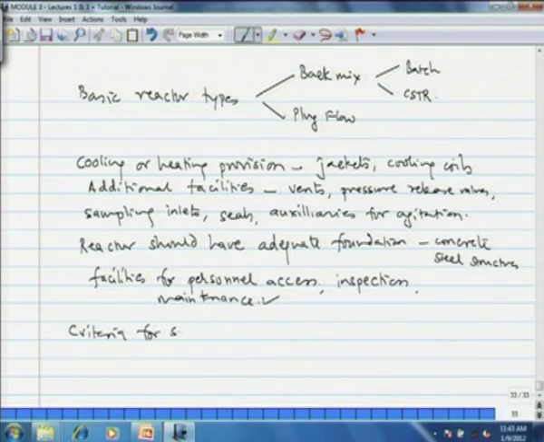Criteria for selection of agitator. We have to first see the physical properties of the reactants. What is the density? What is the viscosity? If the reactants are highly viscous, we cannot provide agitation at high rates.